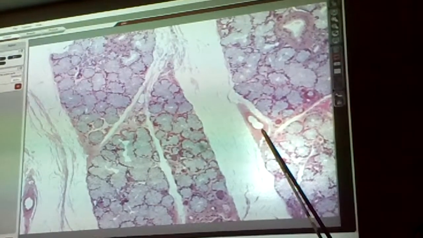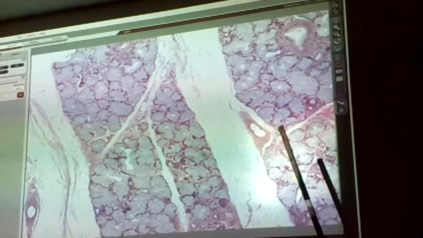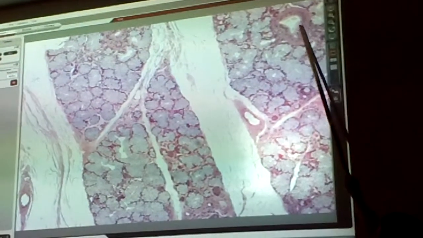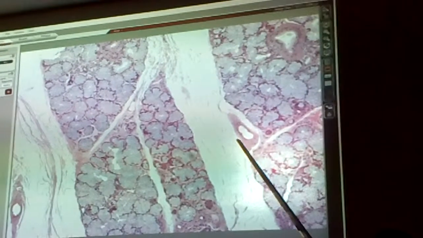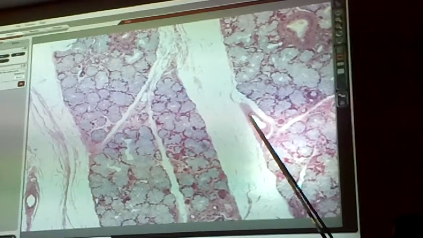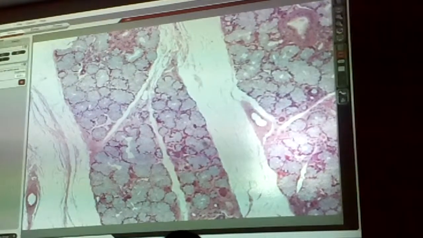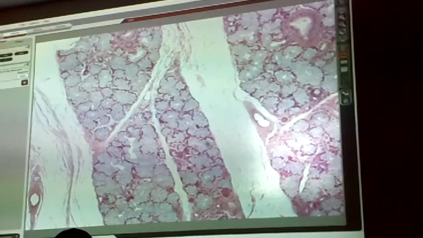What are we looking for when we say a duct? Circle of cells. So cells that go around in circles, right? All the way around, like a circle. So this has nothing like that. There's nothing there. So that might be some kind of vessel that's there instead.